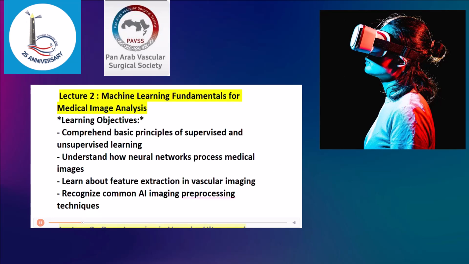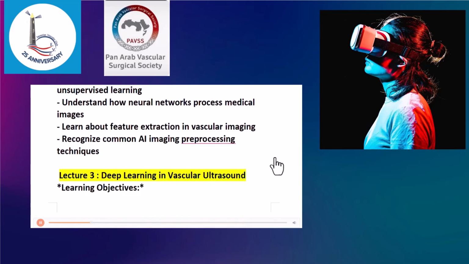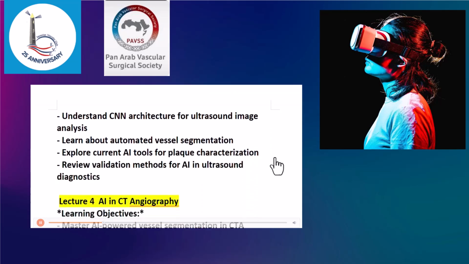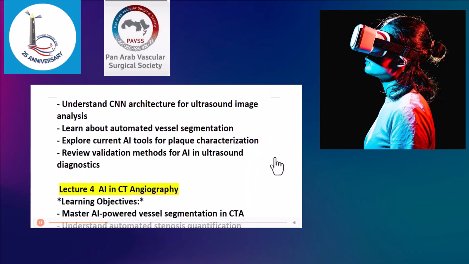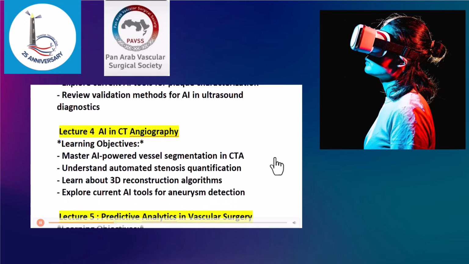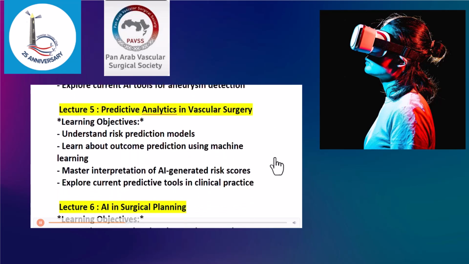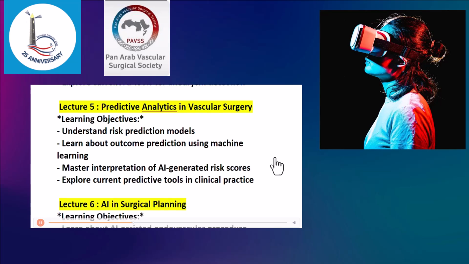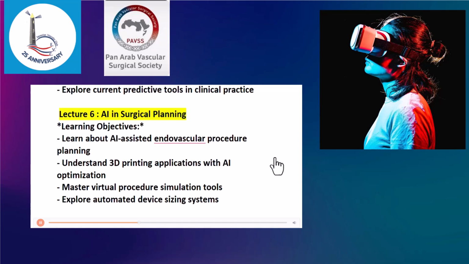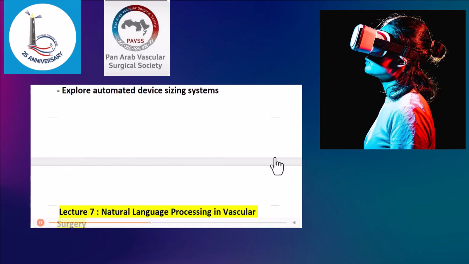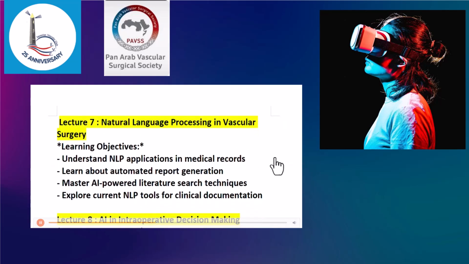In lecture number three, after that, we are going to discuss deep learning in vascular ultrasound, and we're going to explain convolutional neural networks, automated vessel segmentation, AI tools in plaque morphology, and AI in CT angiogram. Then predictive analytics in vascular surgery, understanding the risk models that are found, and AI in surgical planning, again a combination between AI and surgical planning techniques.